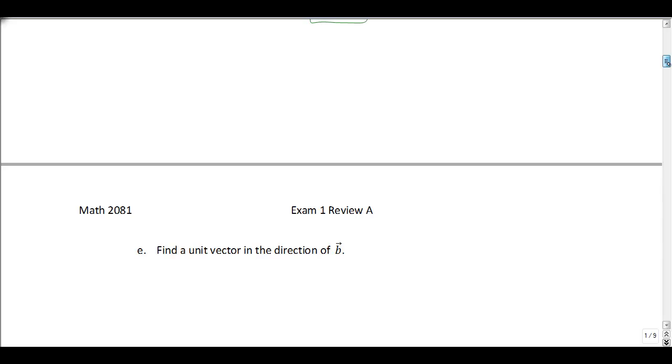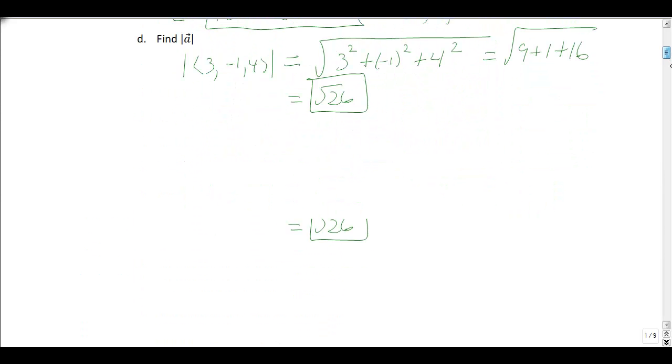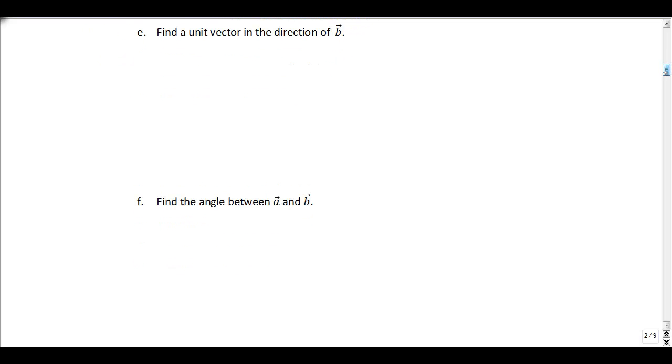Next up, we want to find a unit vector in the direction of b. Just write down b was 1, negative 1, 0. So b happens to be 1, negative 1, 0, and we want to find a unit vector that points in the same direction. So what we're going to do, the standard operation to get our unit vector, call that u, is you do b divided by the magnitude of b.